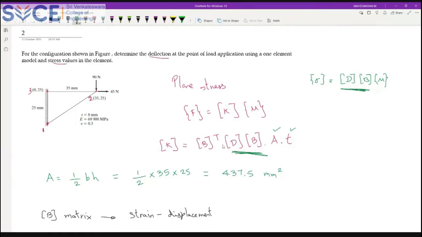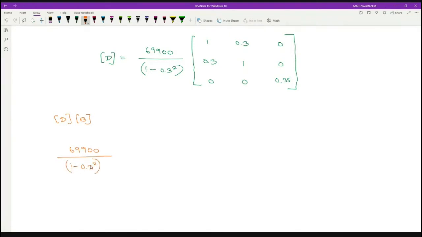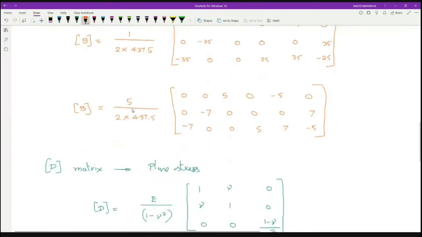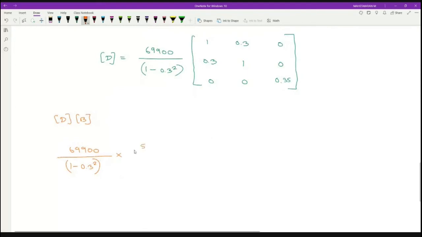So let me multiply D matrix and B matrix. So I'm going to multiply D and B. My D matrix is this. I will first write down the common terms. The common term of your D matrix is 69900 divided by 1 minus 0.3 square. And the common term for my B matrix is 5 by 2 into 437.5.